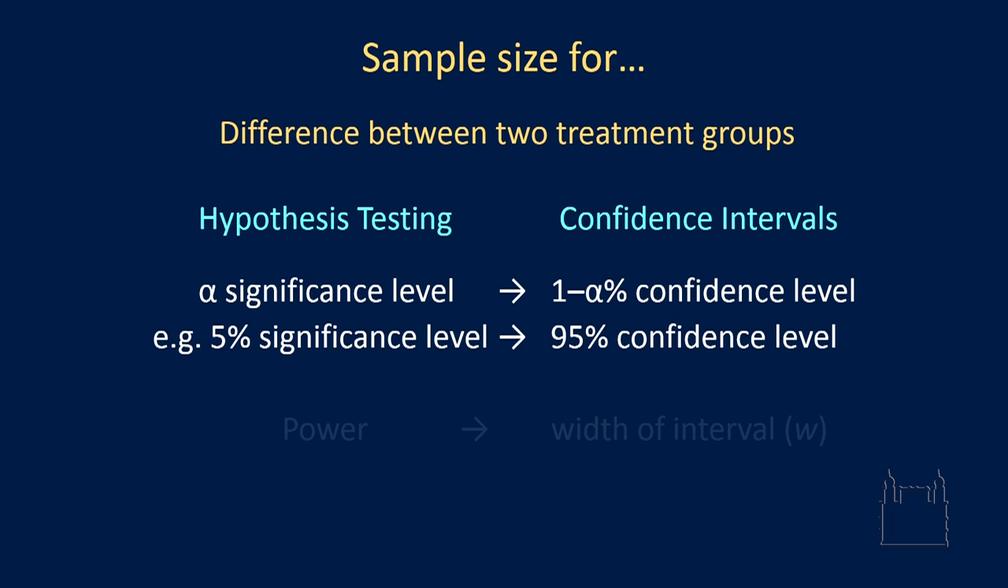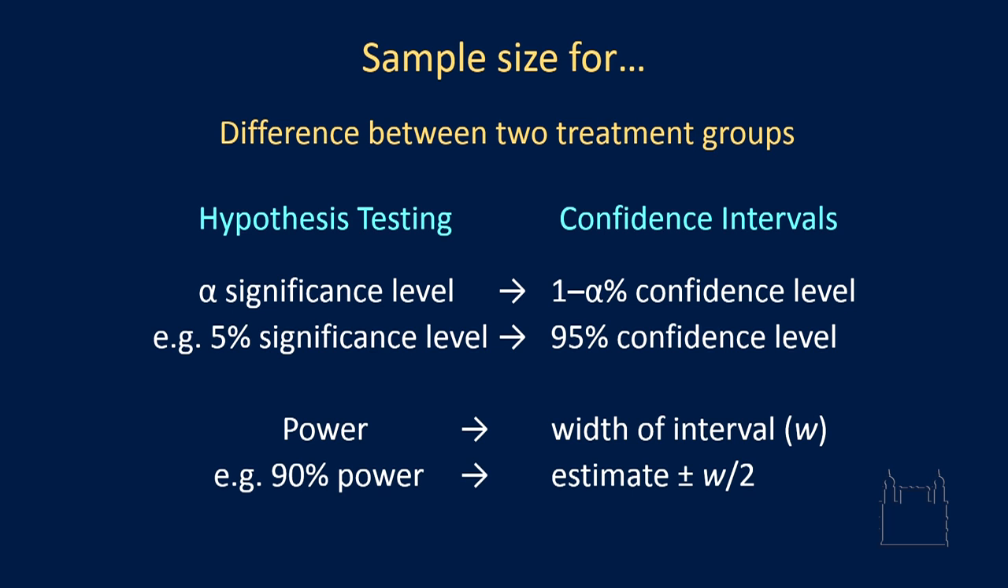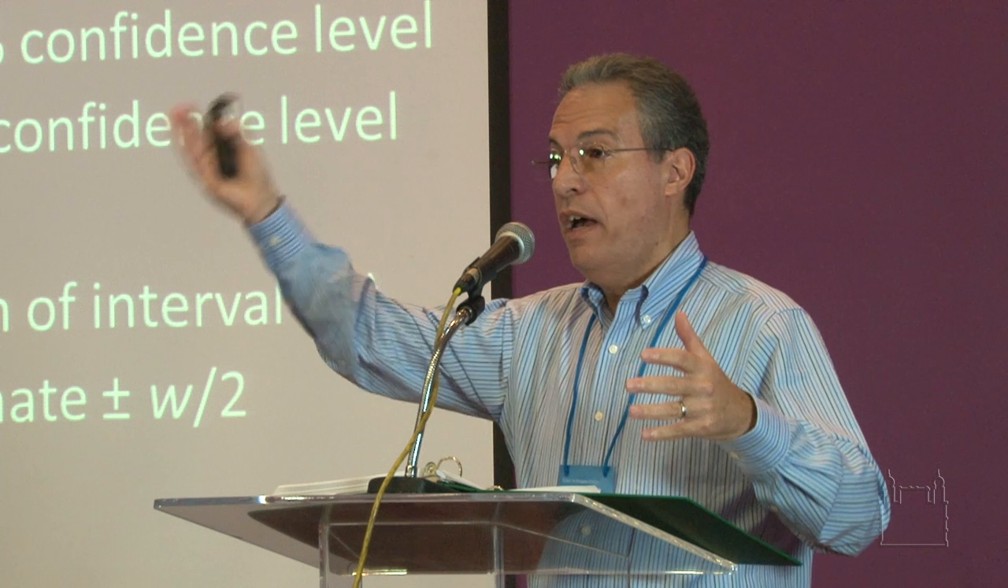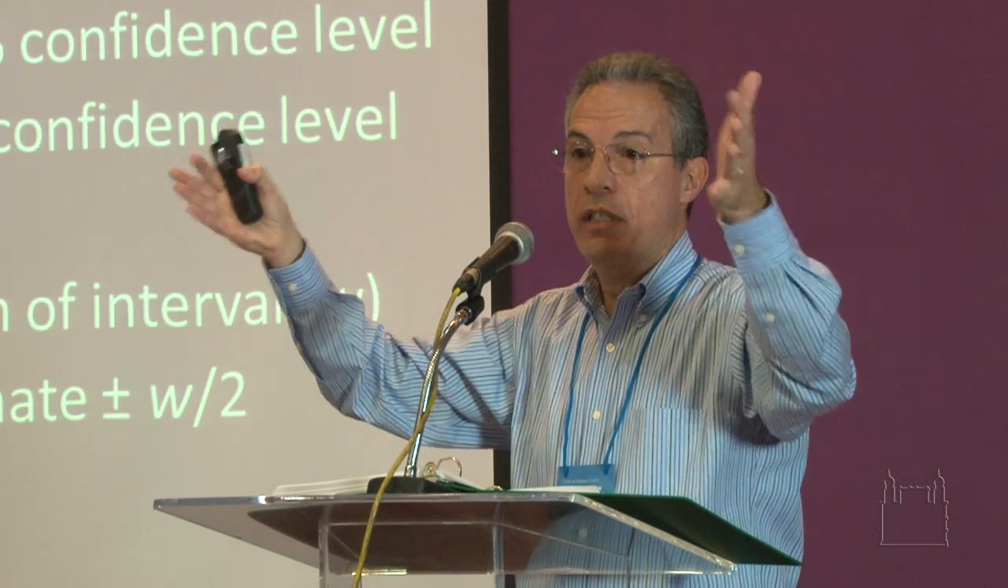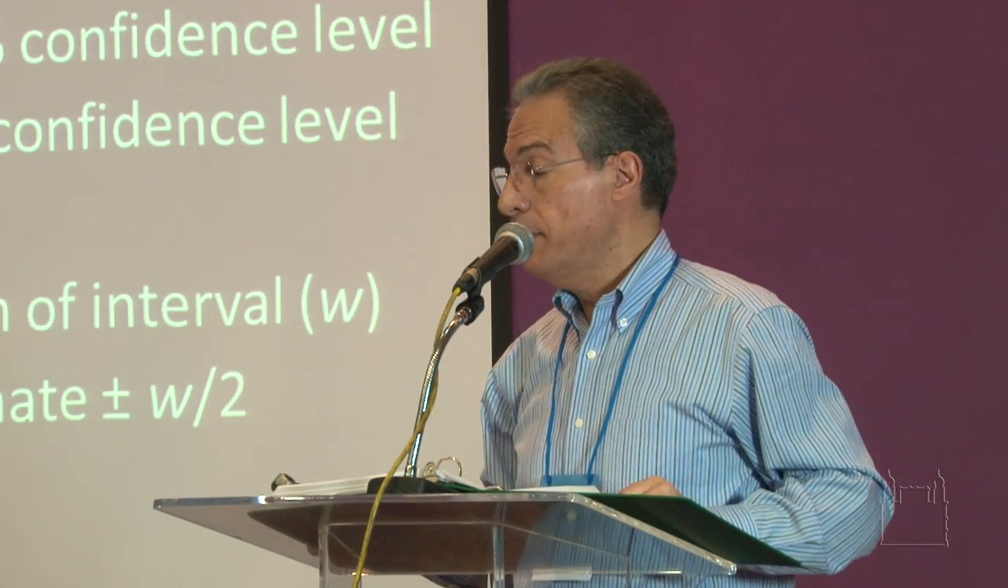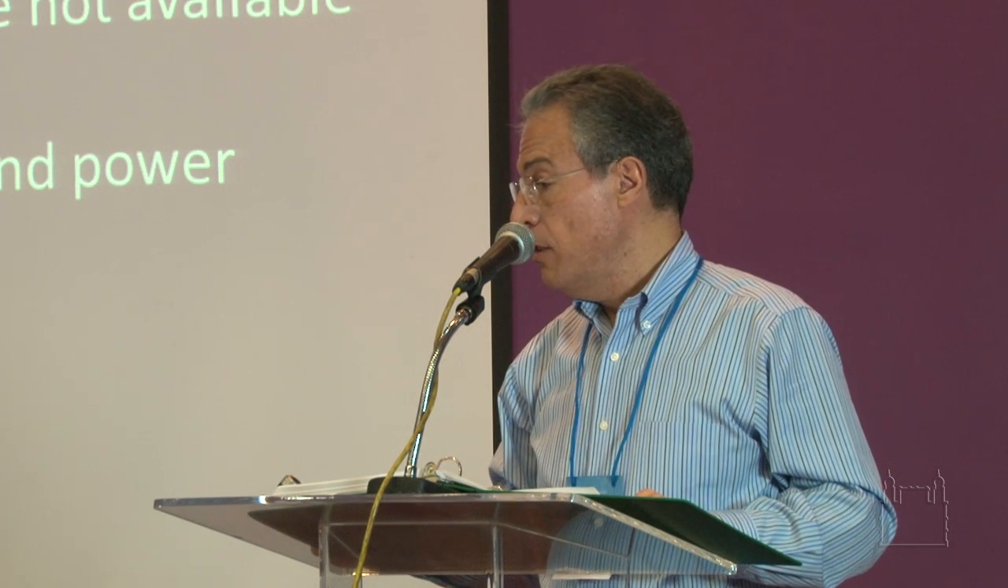The power in hypothesis testing is kind of equivalent to the width of the interval. So you say 90% power, and you have an estimate plus or minus the width divided by 2. So you have half the width, and obviously the 2 is the total width. Okay, are we okay so far? Yeah? Okay.